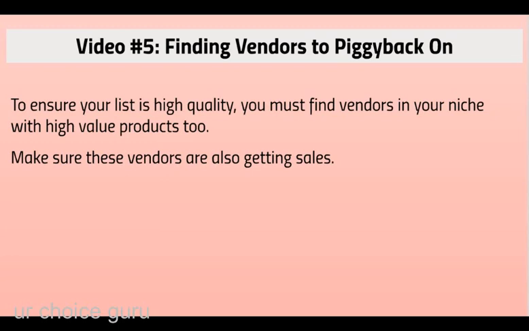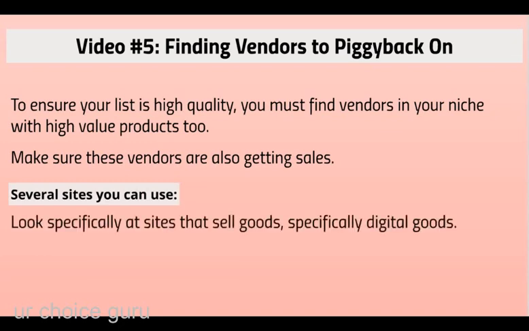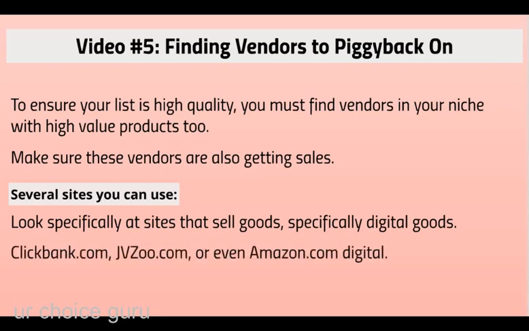So you want to make sure that the vendors are getting sales and high quality. And there are several sites that you can use to find these vendors. So keeping that in mind, you want to look specifically at sites that sell goods, specifically digital goods if you are selling a digital book, a digital video course, or something digital or intangible. You could technically look at sites like Amazon.com, but most of those are selling through Amazon and are physical goods.